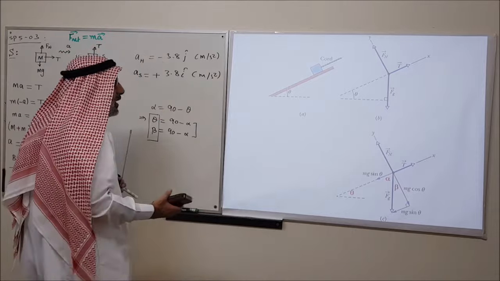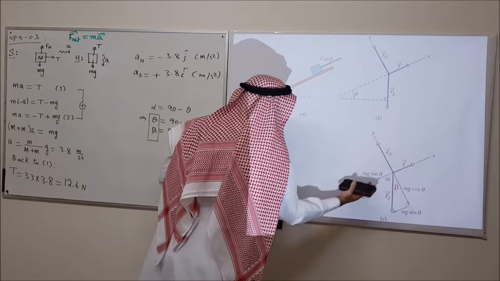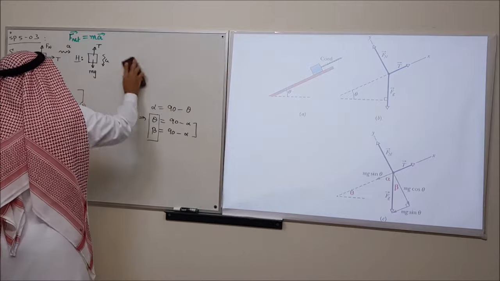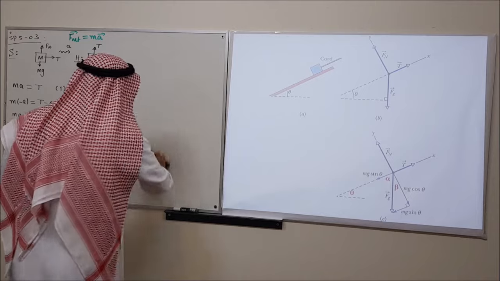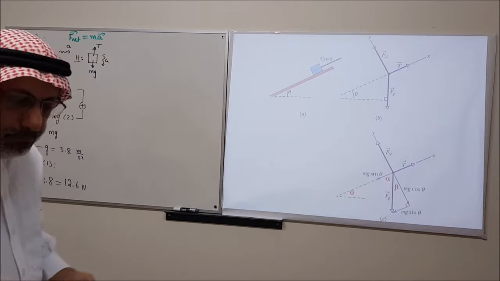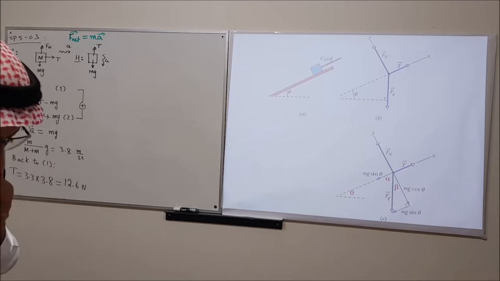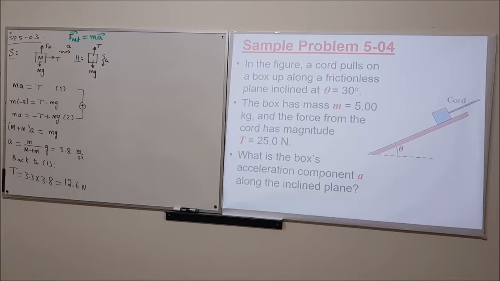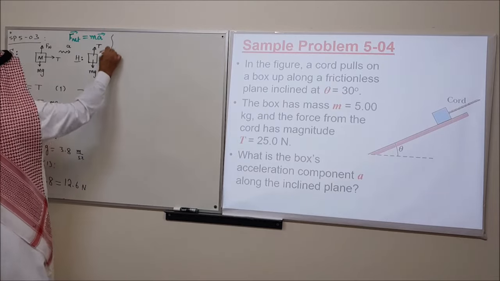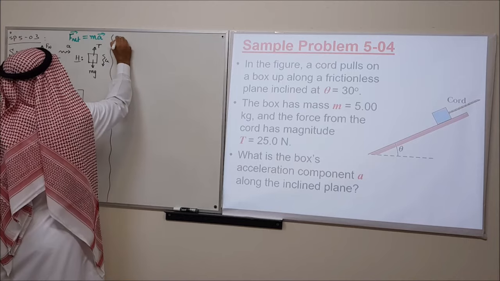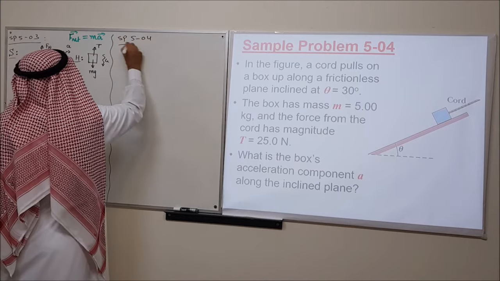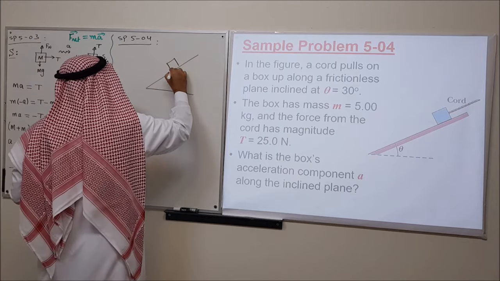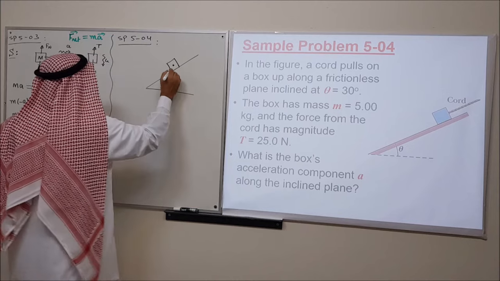Remember, what we want to find is the acceleration along the incline, which is the acceleration along the x direction in this case. So here is our situation. This is sample problem 504. And here is the situation. This is the inclined plane. There is our box. Okay, we represent it by a dot.